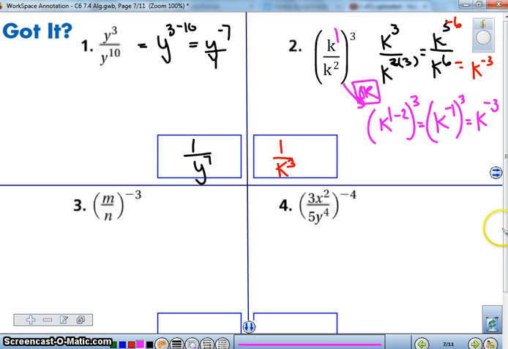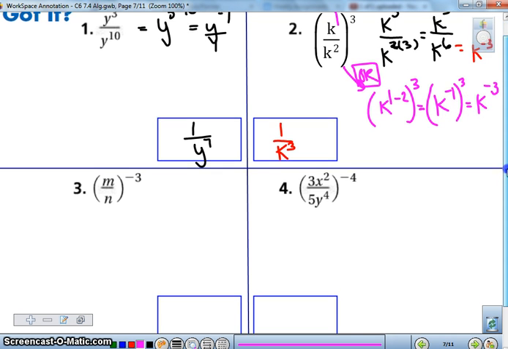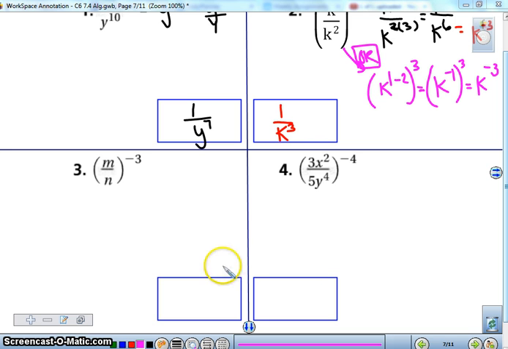When we take this quiz and test on this, if I see the answer and it's wrong and I can't see any work, I will take off the 2 or 3 points. I can't give you anything. Whereas if you've kind of showed me your work and what you're thinking, I can at least give you a few points because I know you're on the right track. Negative exponent means reciprocal. N over m. N to the third over m to the third.